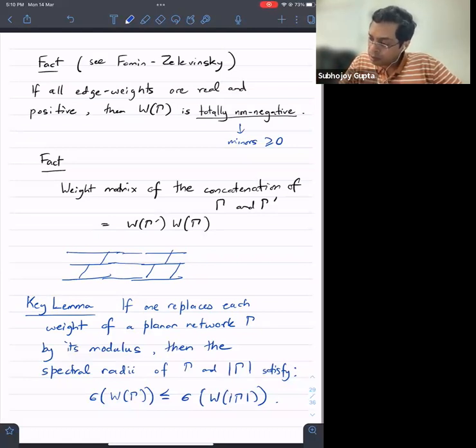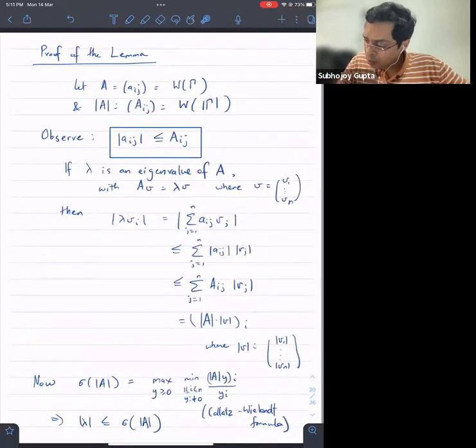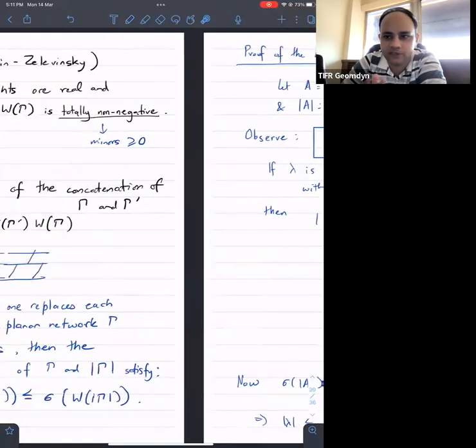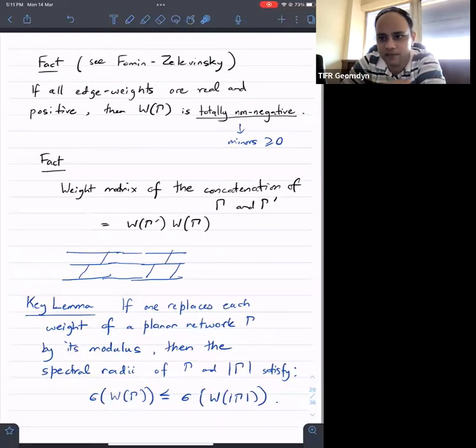This is the heart of the argument: if you replace weights which are complex by their modulus, then you get real and positive weights. Then the spectral radii of the weight matrices increase. Okay, so the weight matrix of this new planar network is greater. So this is the heart of our domination result. I won't get into the proof of this, which is fairly elementary. So this lemma plays the role of straightening of pleated surfaces.